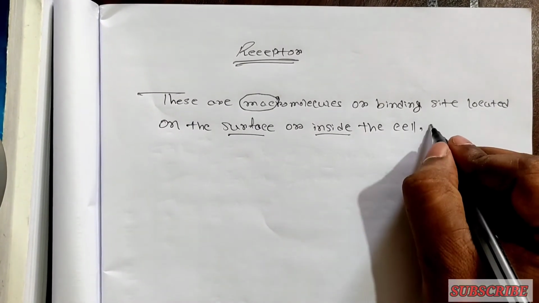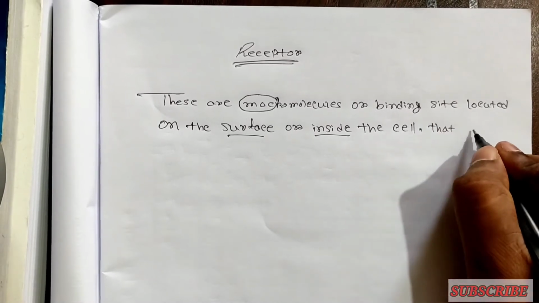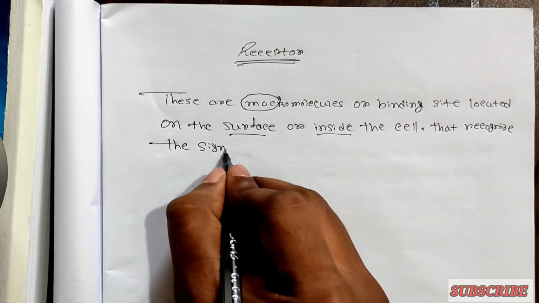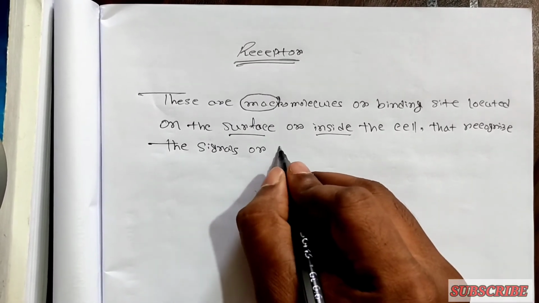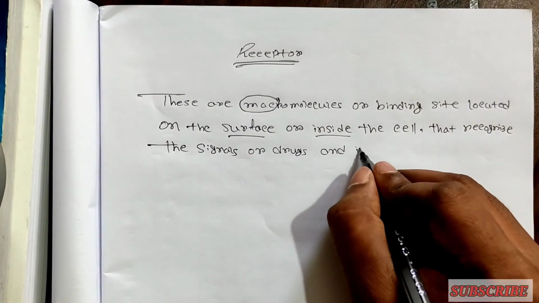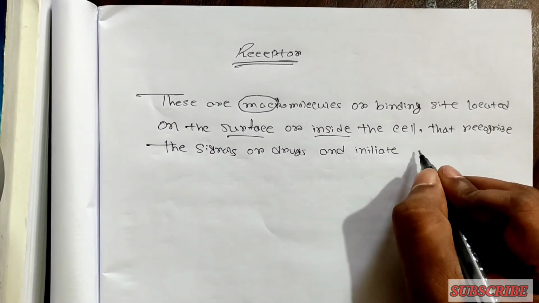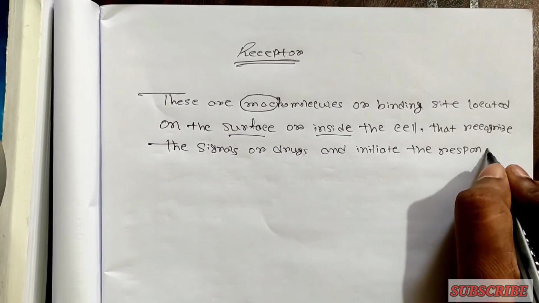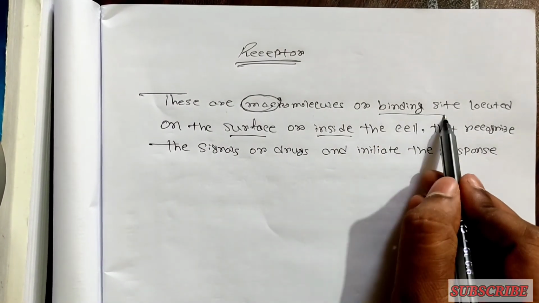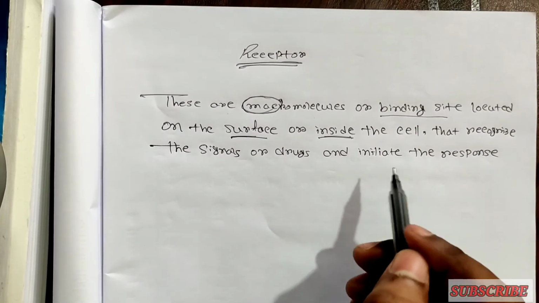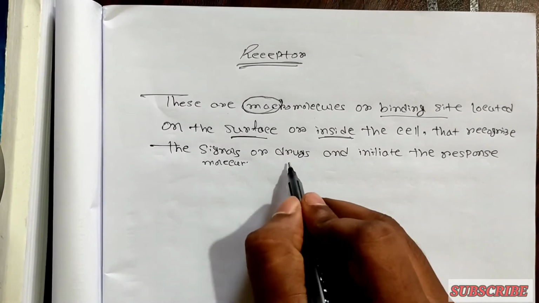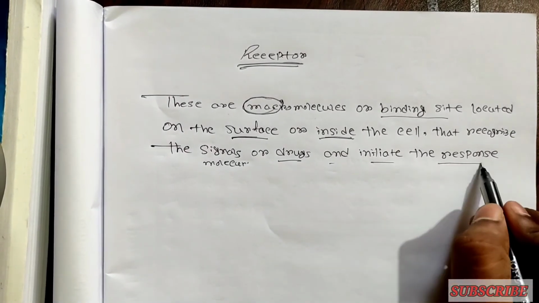What is the function? It recognizes the signals or drugs, and what will it do then? It will initiate the response. This is all about the definition. These are the macromolecules. Macro means large molecules, or can be a binding site located on the surface or inside the cell, that recognize the signals or signal molecules or drugs and initiate the response.